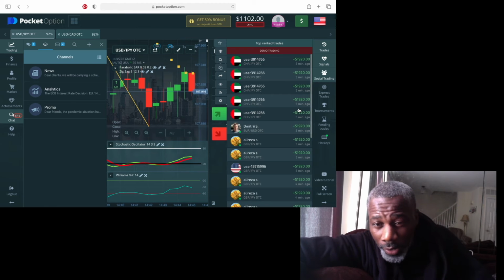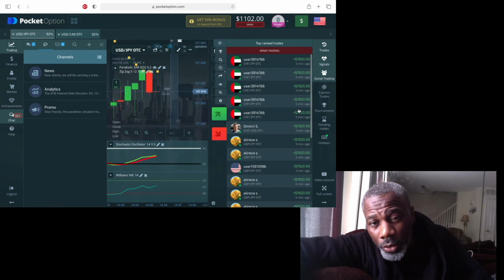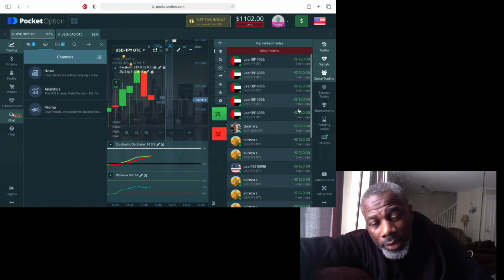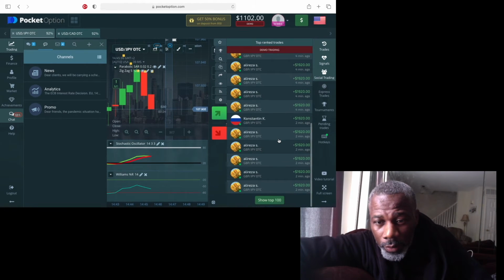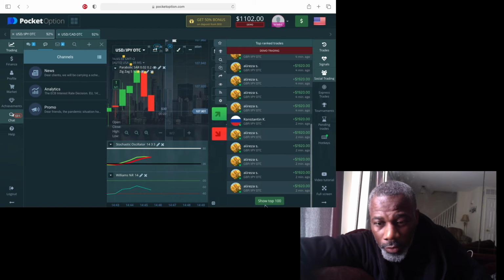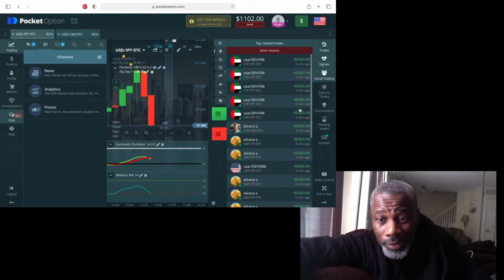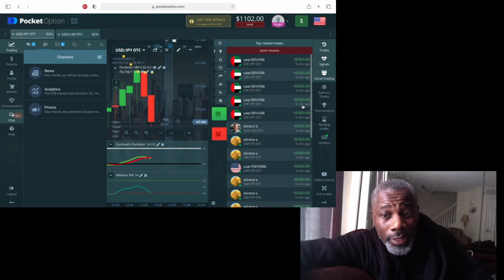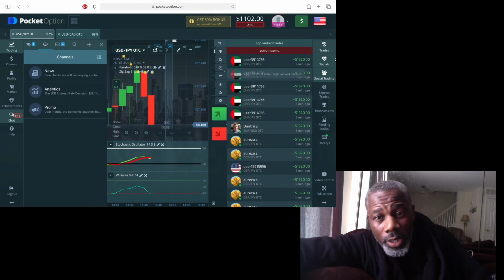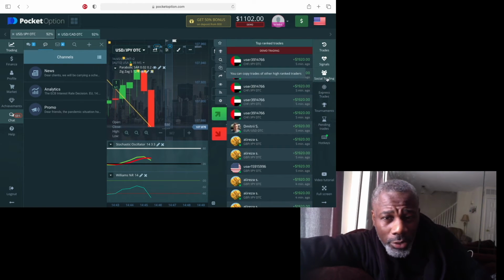And again, practicing on the demo is great because you don't want to put real money into something that you don't understand. So this is how it's working with these people right here. These are showing the top 100, and all these people are making $1,920, and they made this in 5 minutes. That's someone's paycheck in a week or 2 weeks. So again, this is a great platform for you to make a lot of money.